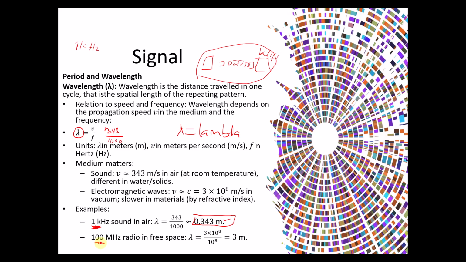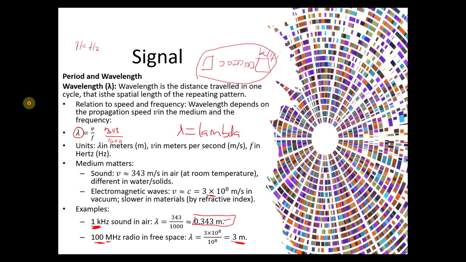Now, in free space or in vacuum, the velocity is this. So it will be 3 times 10 raised to the power 8, over 10 raised to the power 8 here, because the mega is 10 raised to the power 6 plus these two zeros is 10 raised to the power 8. Then we have 3 meters. So that is how we calculate the wavelength of a signal.